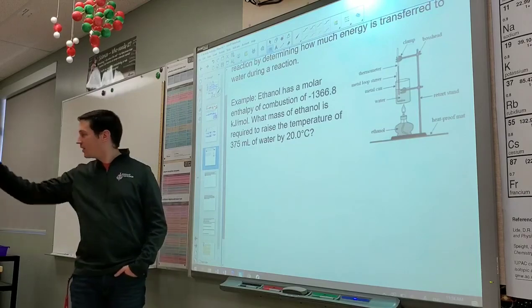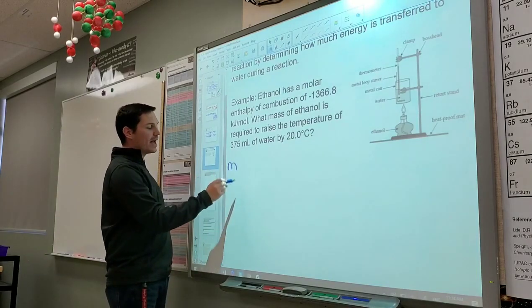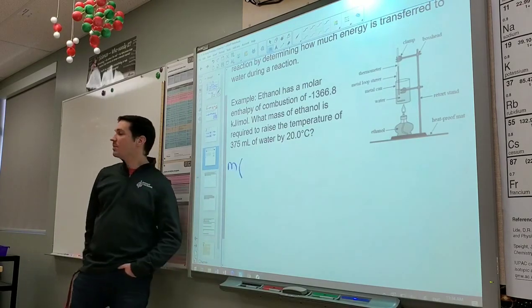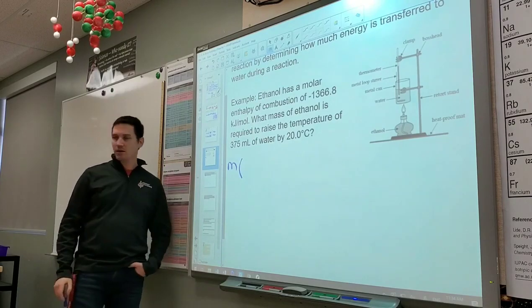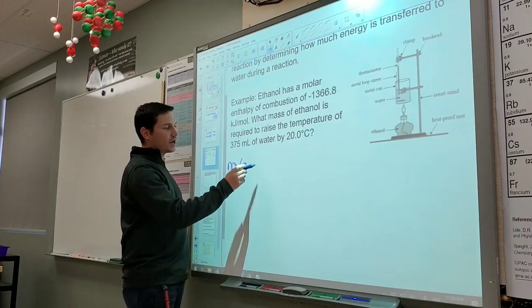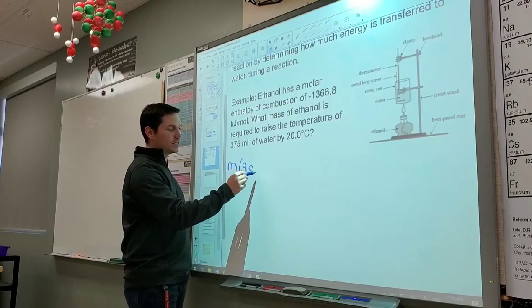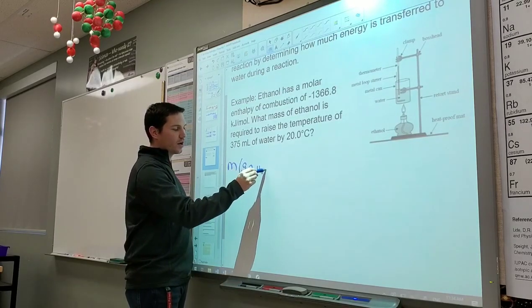The mass of ethanol. Good. We're looking for the mass. And what is mass typically measured in? Grams, and I'm going to say ethanol, so that's C2H5OH.